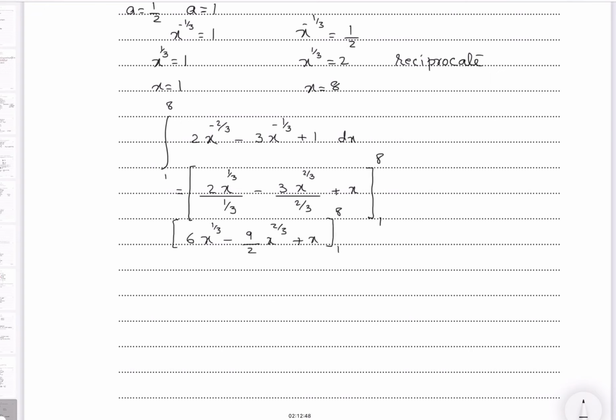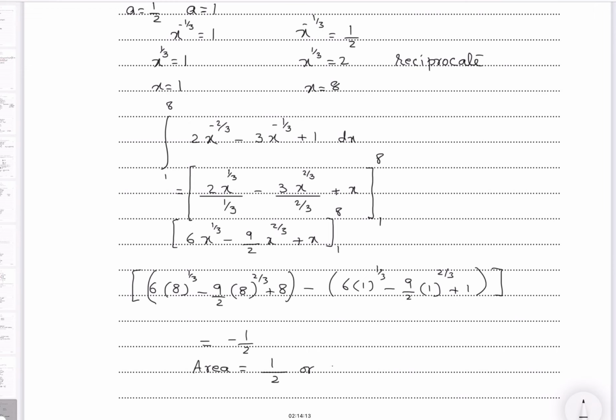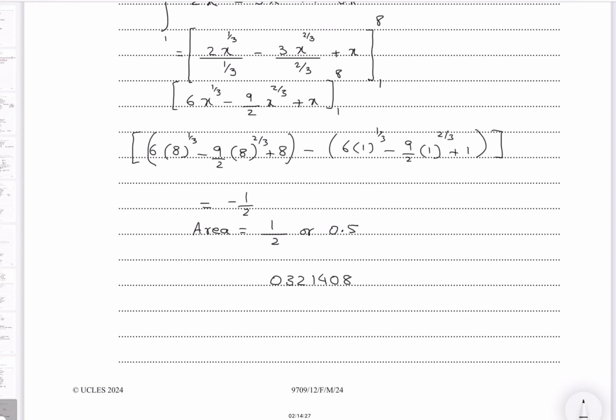First simplify inside, then put the limits. Upper limit is 8, now minus lower limit is 1. Now simplify it. Your answer is actually minus 1 over 2, but the area cannot be negative, so you write 1 over 2 or 0.5. That's it, dear students.